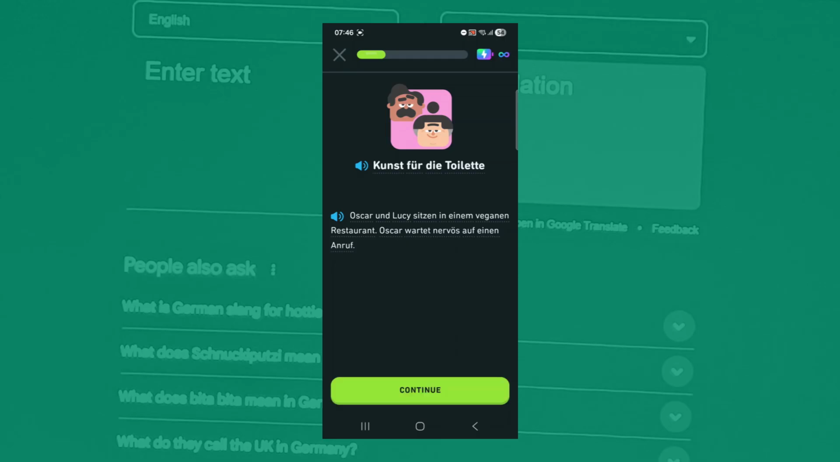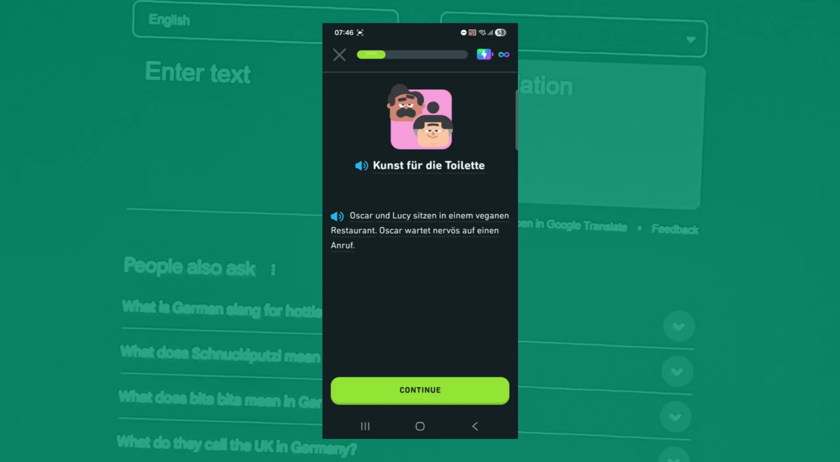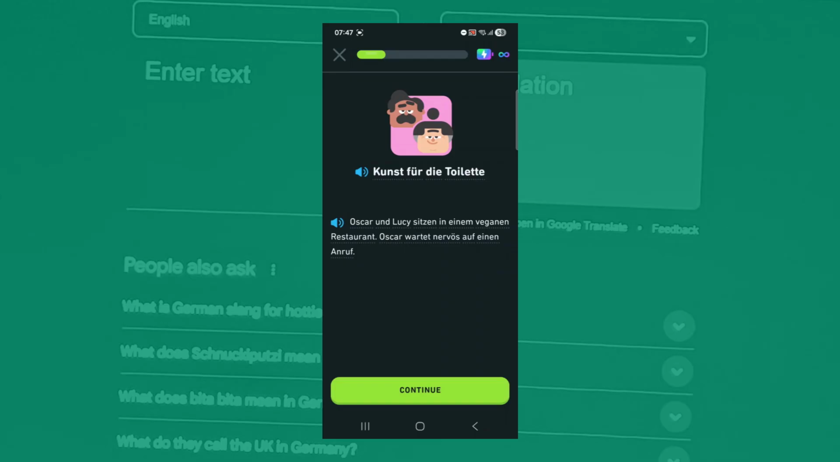Okay, I'm going to try and translate these before I move on. So, Oscar and Lucy are sitting in a vegan restaurant. Oscar is waiting nervously for a telephone call or a call. I assume that means a telephone call.